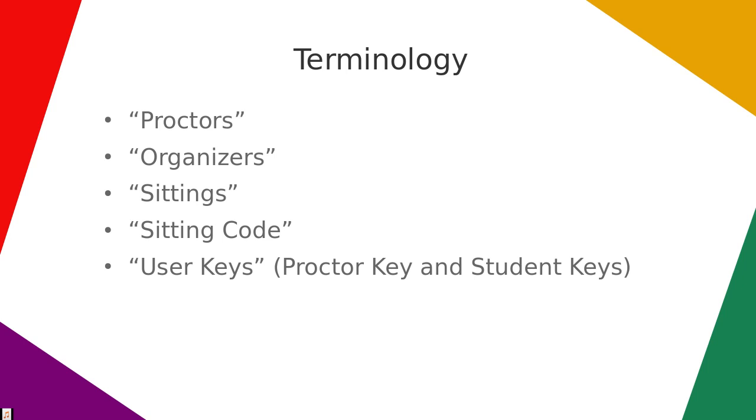A sitting code is a short random code you and your students type in, which uniquely identifies your sitting. You share the sitting code with your students on competition day. User keys are also short random codes, but they're private to each individual. Proctors use proctor keys and students use student keys to uniquely identify themselves and to get the appropriate access level to the online competition, so they're never shared.